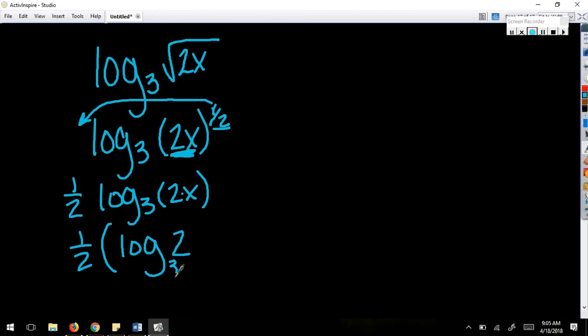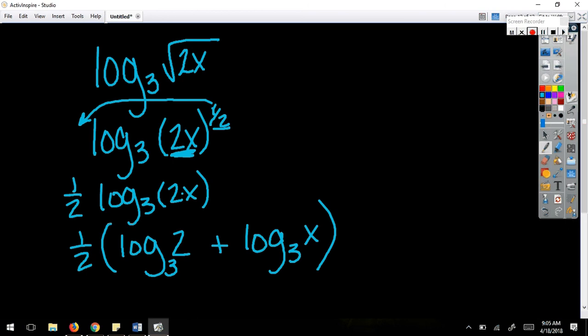So I get log base 3 of 2 plus log base 3 of x. And I'm done. Make sense? All right, let's condense one then, see what happens. Condensing is a little bit different in that you need to move left to right as you condense. Let's start with an easy one.